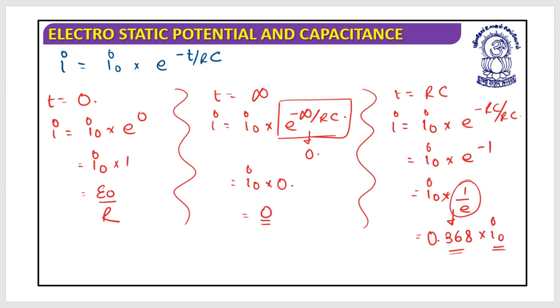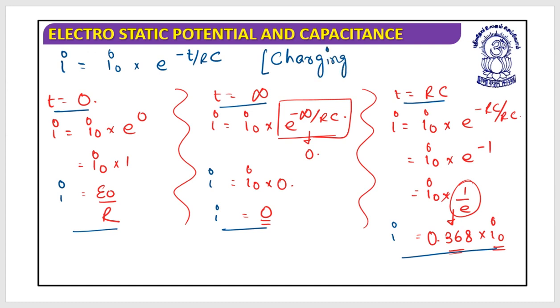I hope these things are clear to you. Is it clear? Yes. At t = 0, my current will be E naught by R. At t = infinity, my current will be 0. And at t = RC, my current will be 0.368, or I can say it's 36.8 percent of I naught. I hope those things are clear to you. Yes, this is the situation when the capacitor was being charged. It's the charging of a capacitor.